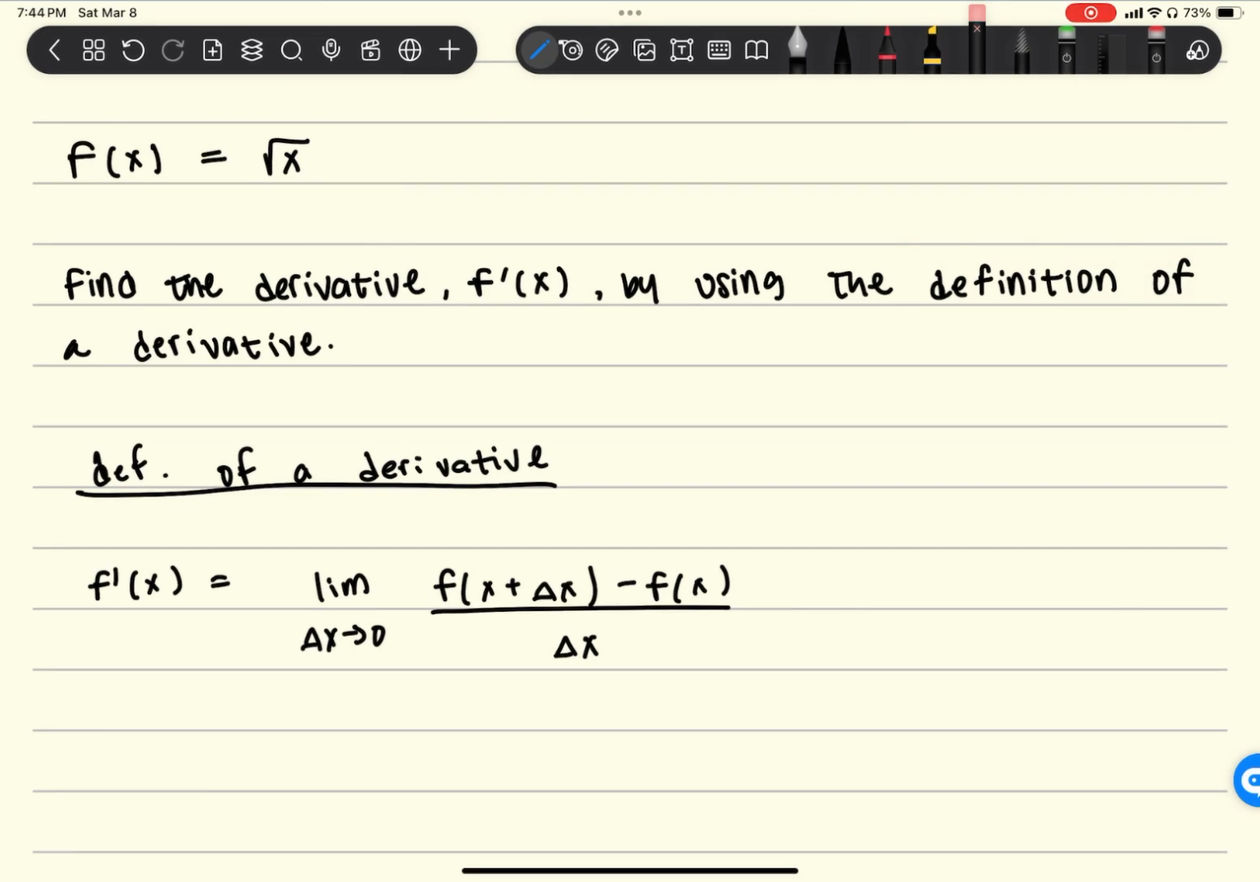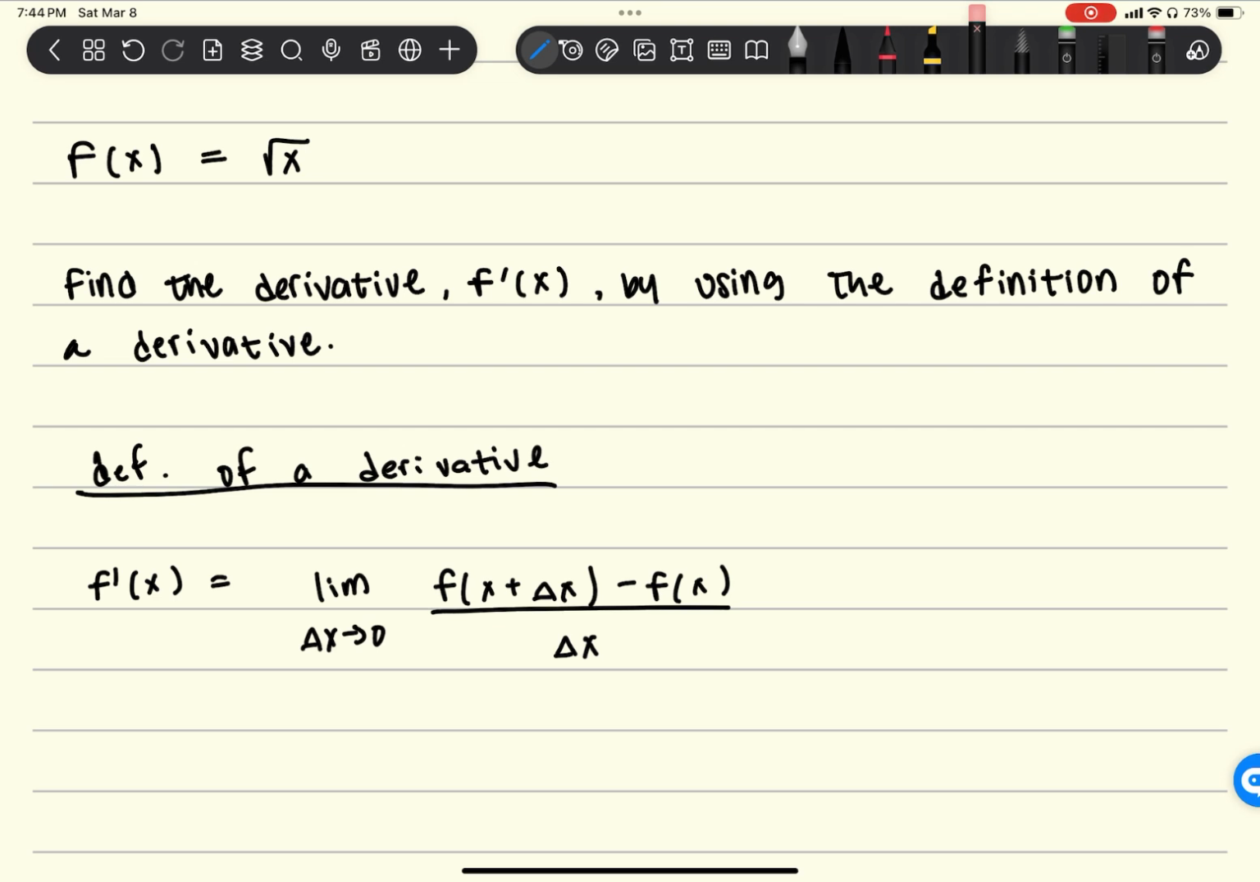So let's go ahead and consider a function f of x is equal to the square root of x. Now, in this exercise, all we want to do is find the derivative of f of x by using the definition of a derivative. Now, from your calculus class, you know that the definition of a derivative says the following.